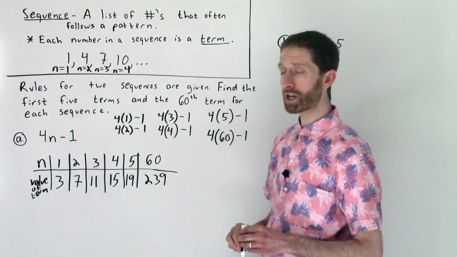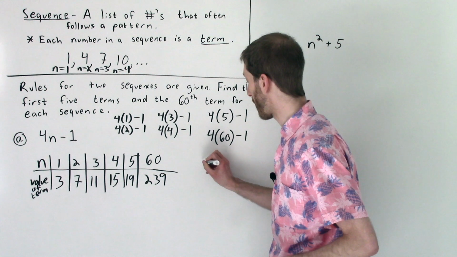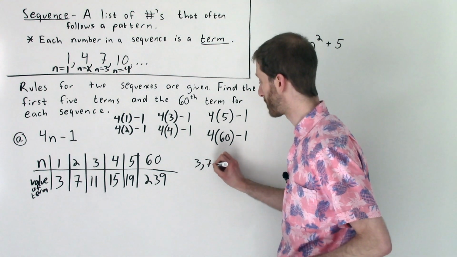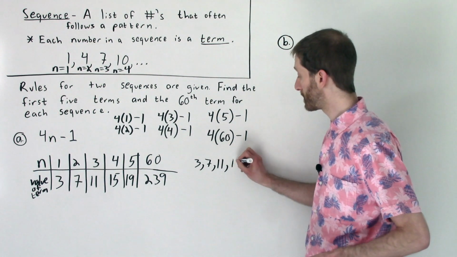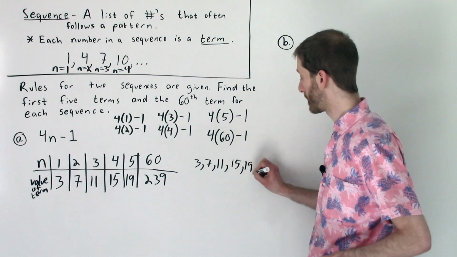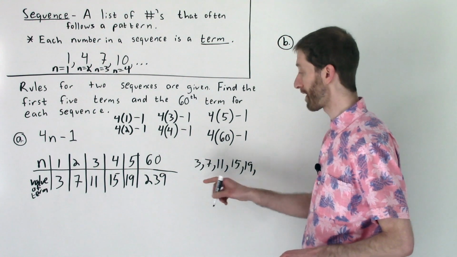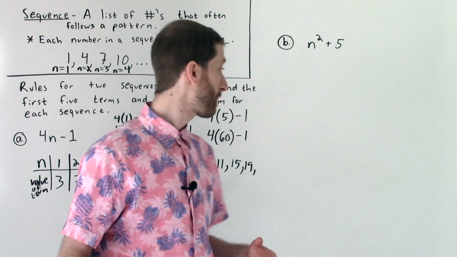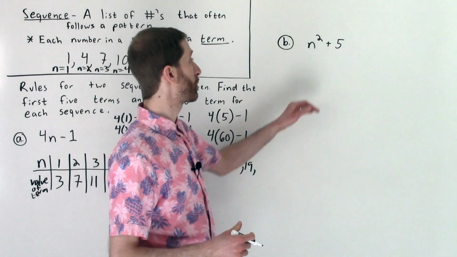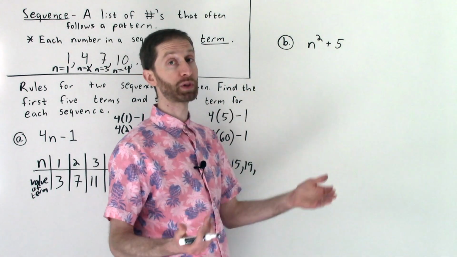So what is our sequence? Our sequence, if we were writing it out, was 3, 7, then another 11 after a comma, then 15, then 19, and then after a whole bunch of values, 239 is the 60th term. So that's it. We get our pattern from the sequence rule that we're given, just by plugging in numbers.